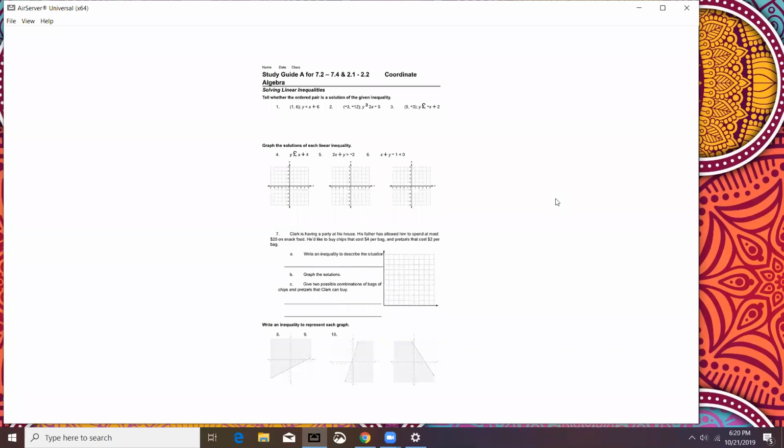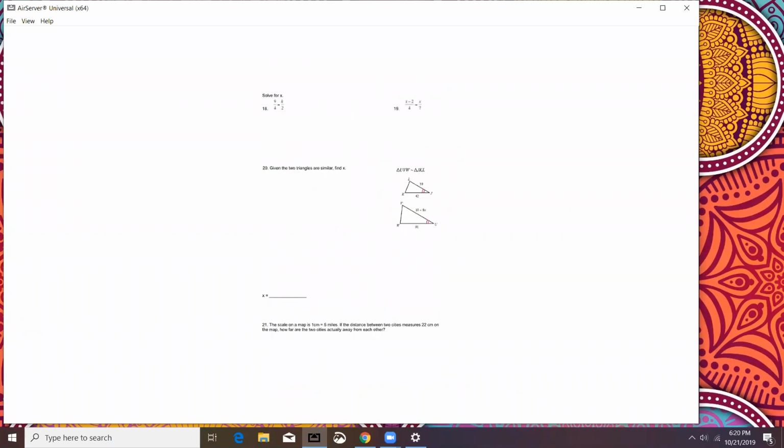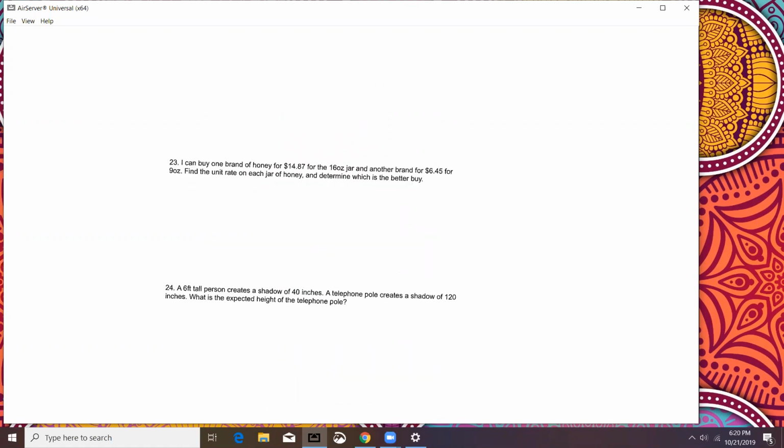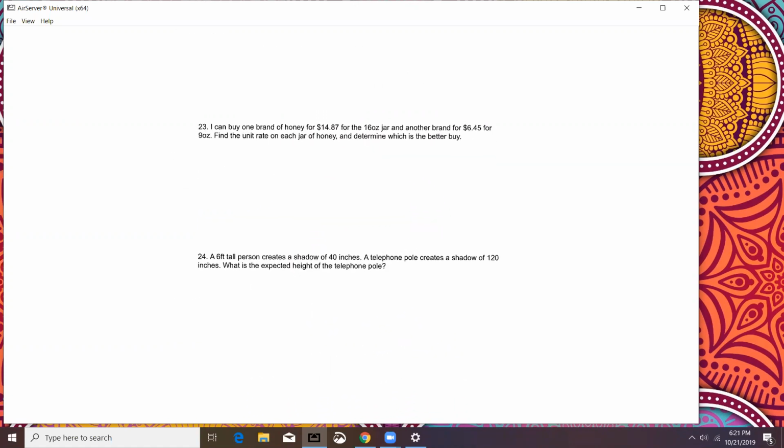All right, so going to 23. It says, I can buy one brand of honey for $14.87 for a 16-ounce jar and another brand for $6.45 for 9 ounces. Find the unit rate and then compare, determine which one's the better buy. So unit rate means the cost per one of something.